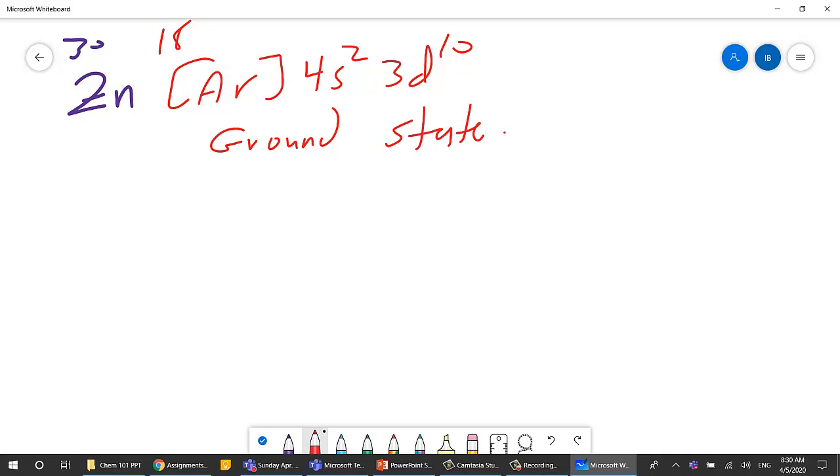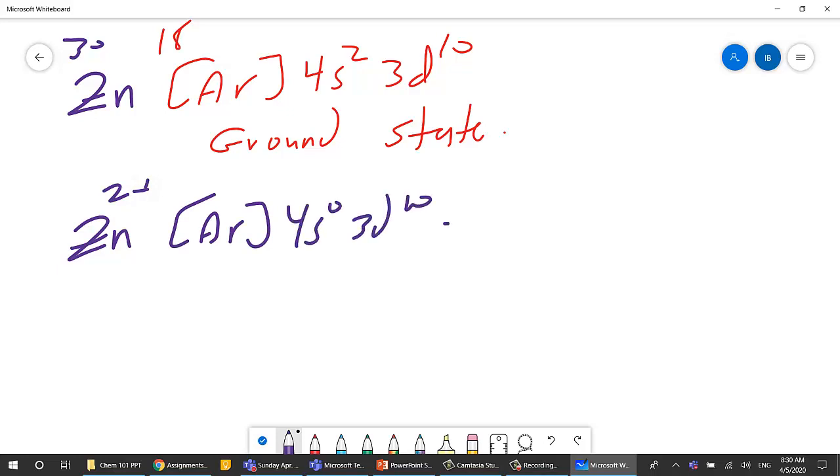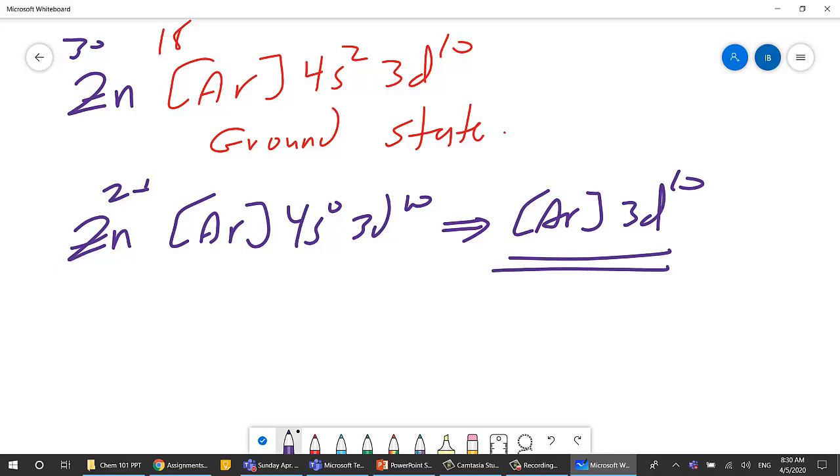Now, if zinc wants to make an ion, the easiest thing for zinc is to lose these s2 electrons. So Zn2+ is actually argon 4s0 3d10, which is simply argon 3d10. This is a very stable, very nice electronic configuration. It has a noble gas configuration plus a filled d orbital. So that's why zinc can only make Zn2+. Even when we named zinc chloride, ZnCl2, we don't say zinc 2 chloride, we just say zinc chloride, because zinc can only make 2+ ions. Now we understand why: to make Zn3+ you would have to take electrons from the d orbitals, which is difficult.